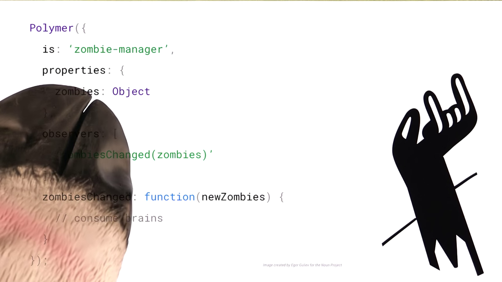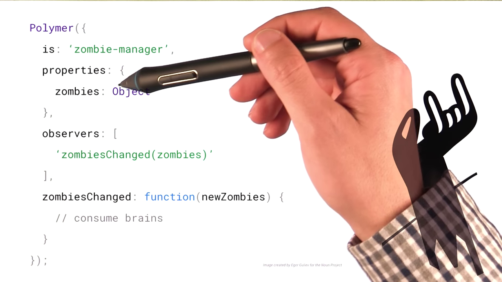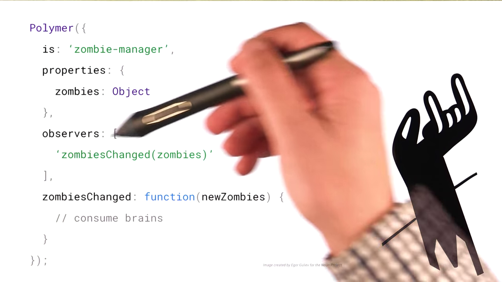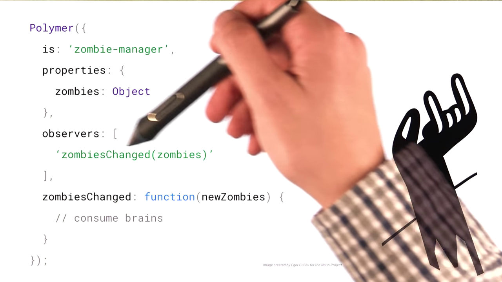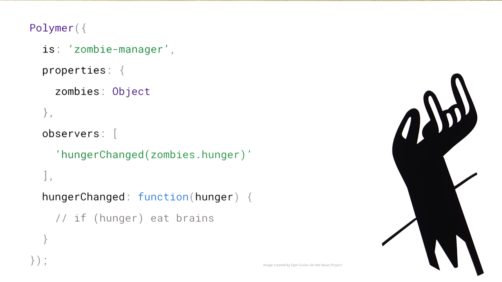So in this case, I have a zombie-manager element, and my properties are this zombies object. My observers array has one observer in it, which is this zombiesChanged function, and it's looking at the zombies property, and anytime that object is updated, it's going to run this handler right here and get the new zombies object. But there's a lot more that we can do with the observers array. For instance, we can use it to observe element subproperties. So if I want to look at zombies.hunger, then I can have it do that instead, and that new value will get passed to this hungerChanged function.